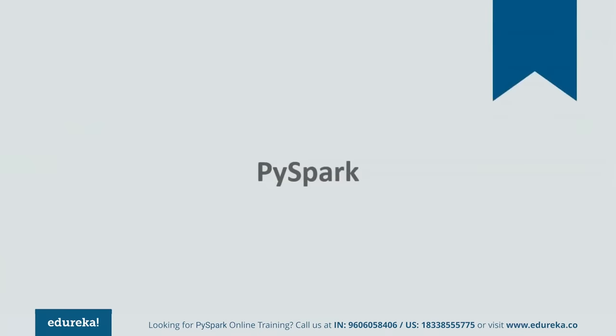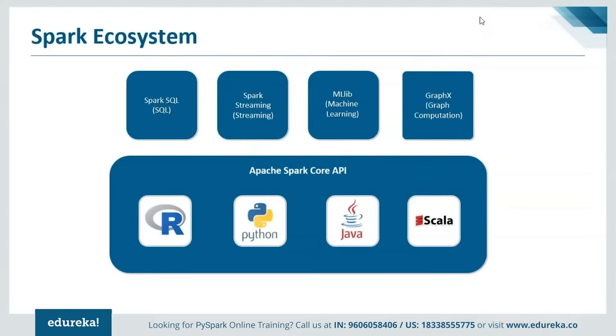Now, before I start off with PySpark, let me first brief you about the PySpark ecosystem. As you can see from the diagram, the Spark ecosystem is composed of various components like Spark SQL, Spark Streaming, MLlib, GraphX, and the core API component. The Spark SQL component is used to leverage the power of declarative queries and optimize storage by executing SQL-like queries on Spark data, which is presented in RDDs and other external sources. Spark Streaming component allows developers to perform batch processing and streaming of data with ease in the same application.